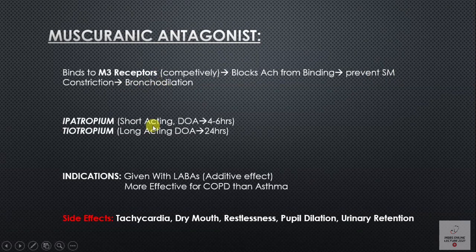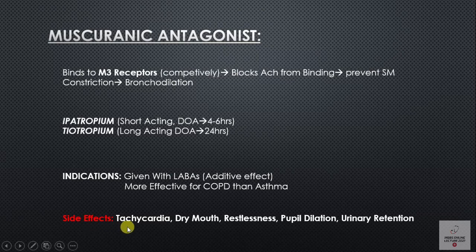Now, moving toward the muscarinic antagonist, these bind to M3 receptors competitively, block acetylcholine from binding, prevent smooth muscle constriction, and lead to bronchodilation. So drugs include ipratropium and tiotropium. These are basically divided on their duration of action, short acting and long acting. The short acting duration of action is 4 to 6 hours, while for the long acting it is 24 hours. Indication, they are given with LABAs, which causes an additive effect and more symptomatic relief, while they are also given for the treatment of COPD.